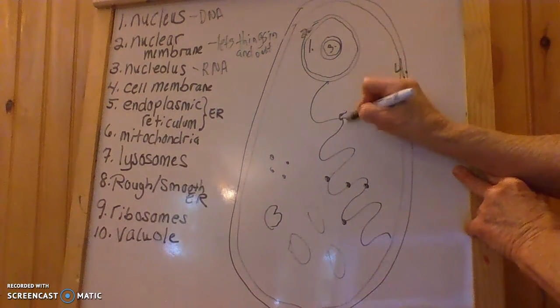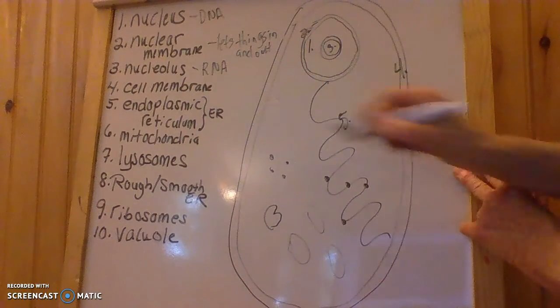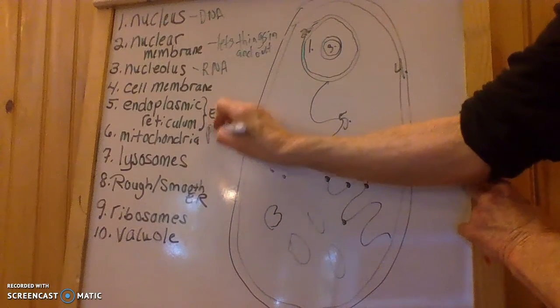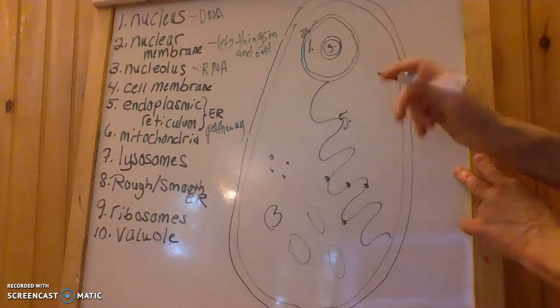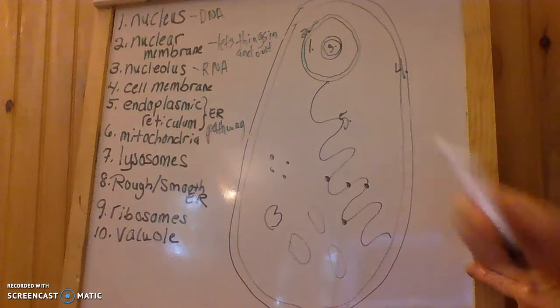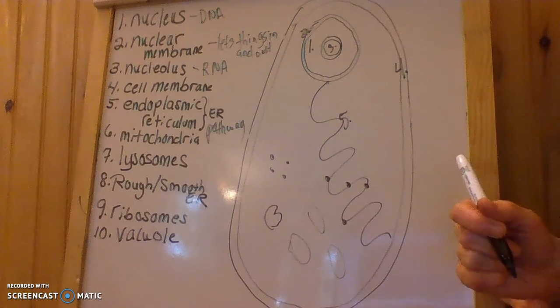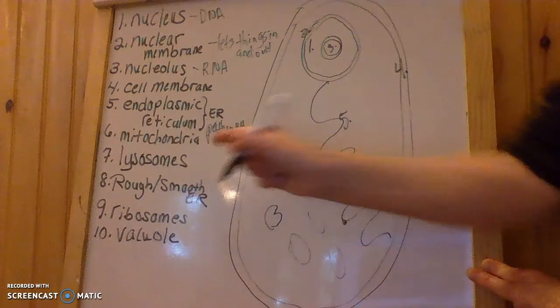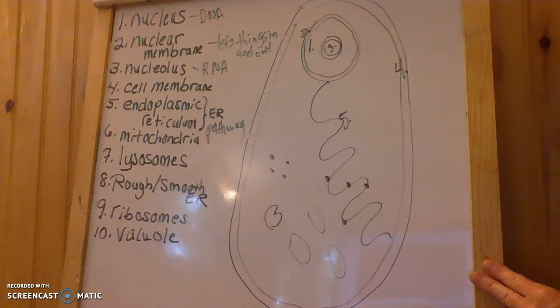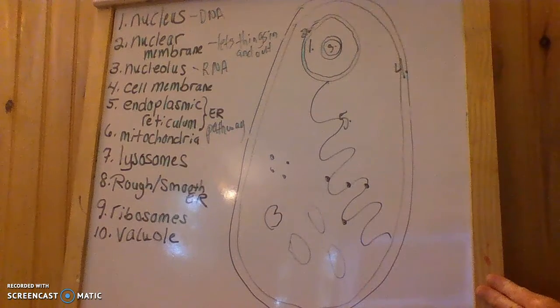Number 5, the endoplasmic reticulum, is a pathway. And it ends up being very critical because that is where the manufacture of lipids occurs. It is where proteins are manufactured. So I would probably not only put down that it's a pathway, but I would also put down that it is where lipids are manufactured and where proteins are manufactured as well.